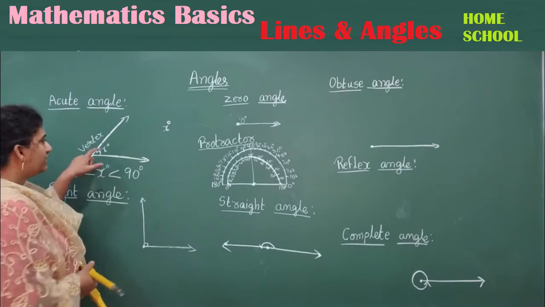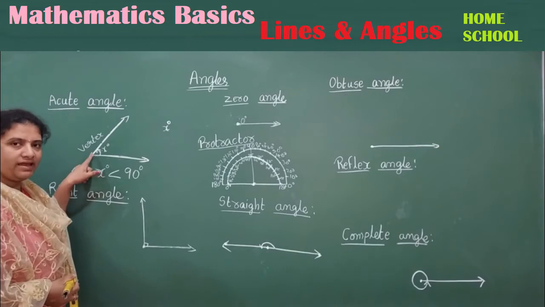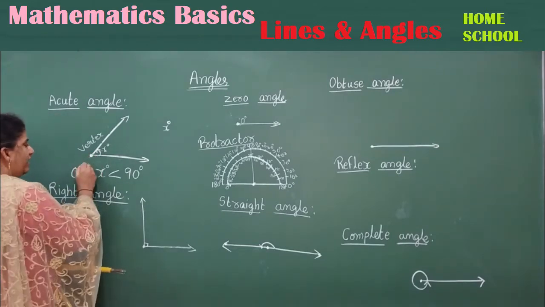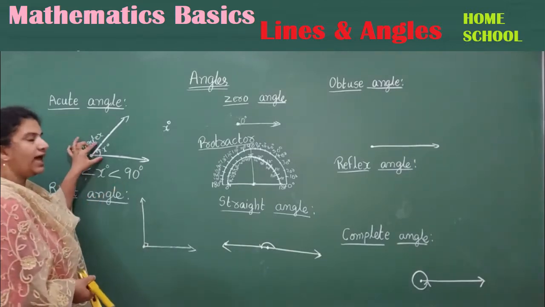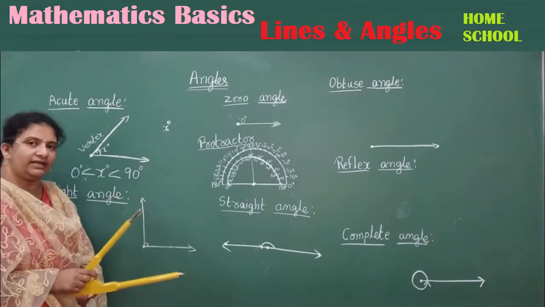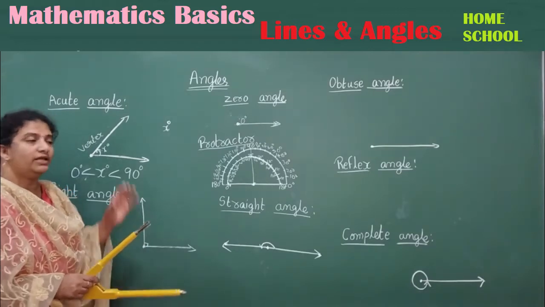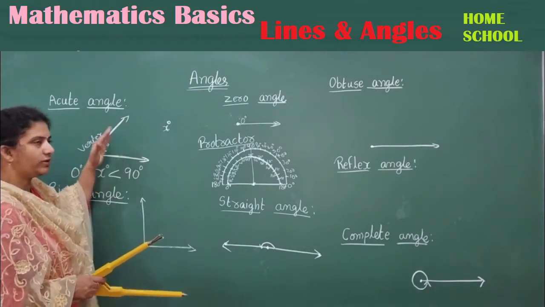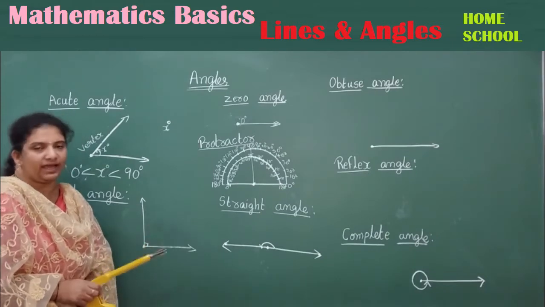That means this angle is more than 0. Understand the sentence here? It will be more than 0 degrees and less than 90 degrees. An acute angle is always more than 0 and less than 90. It might be 5 degrees, 10 degrees, 18 degrees, whatever it might be. This angle will be less than 90 and more than 0. All these angles we call acute angles.